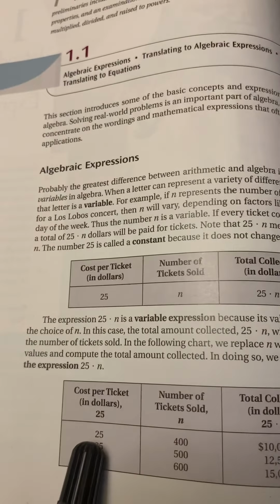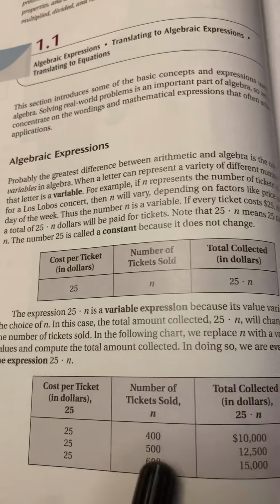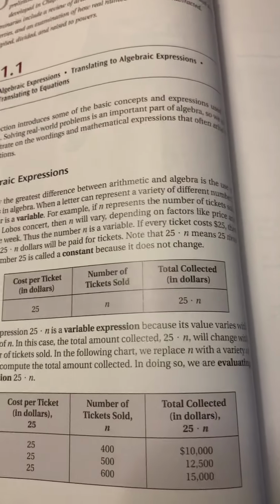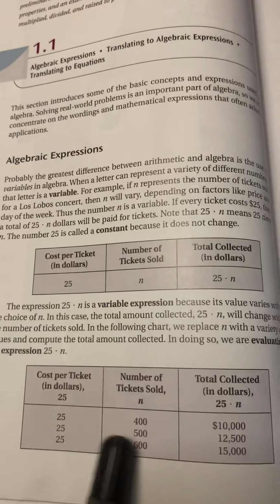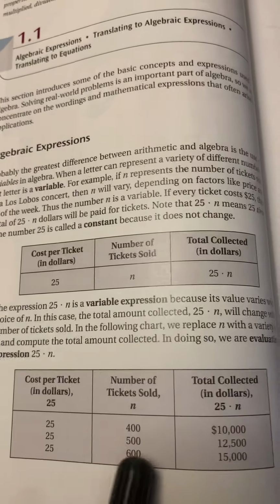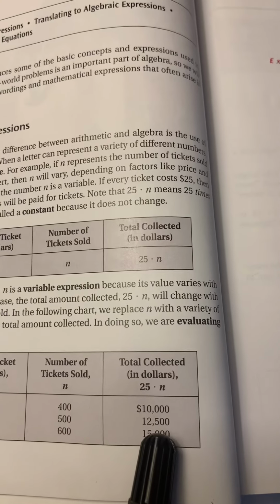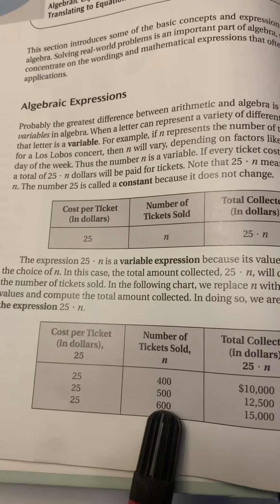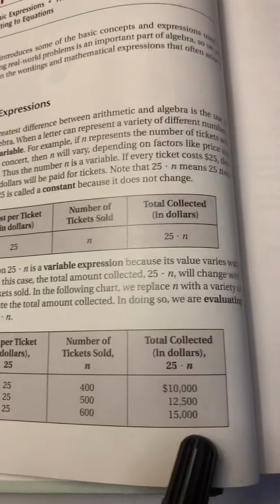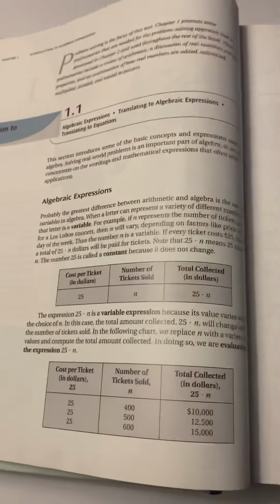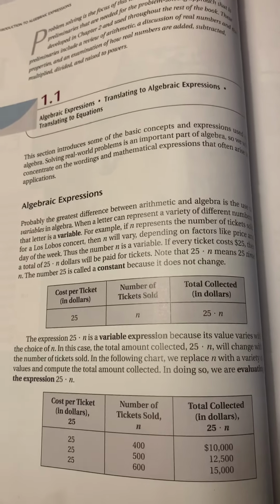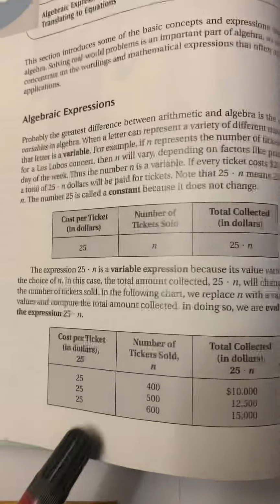So 25n, 25 times 400 is $10,000. So on the first event, they made $10,000. On the second event, 25 times 500 equals 12,500. That's how much money they made that day. And finally, 25 times 600 equals 15,000. So there we go. That is evaluating the expression. That's talking about variables, constants, variable expressions, and evaluating the expressions using a real life scenario.